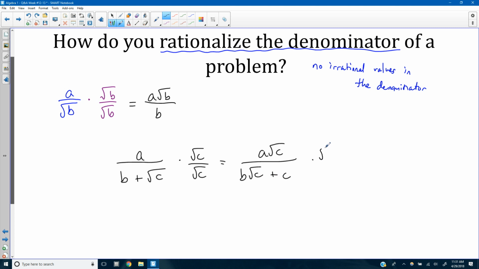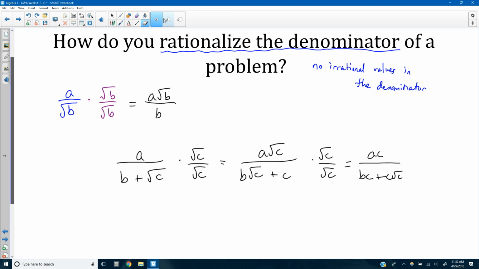And you're like, multiply by root c over root c again. Well, you're going to get the same kind of issue here. Even though the top becomes rational again, that becomes a times c. Now the bottom is bc plus c root c. It's not really cleaning anything up, just multiplying top and bottom by the one irrational value.